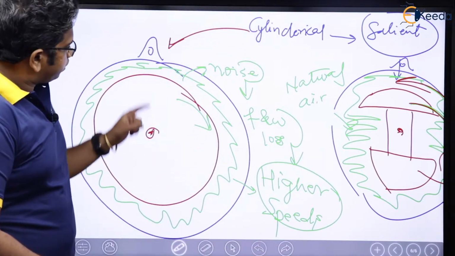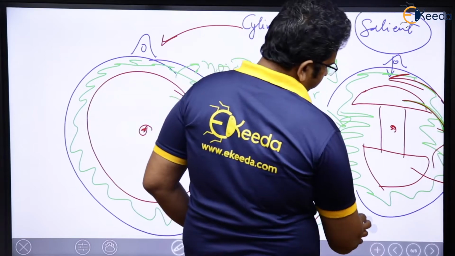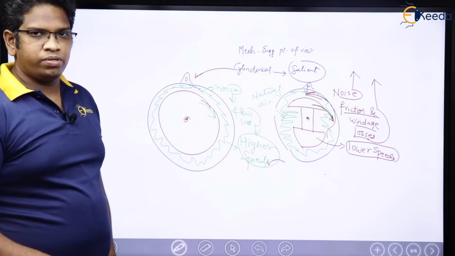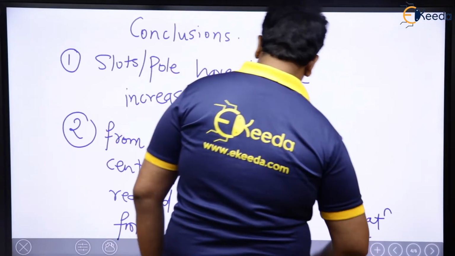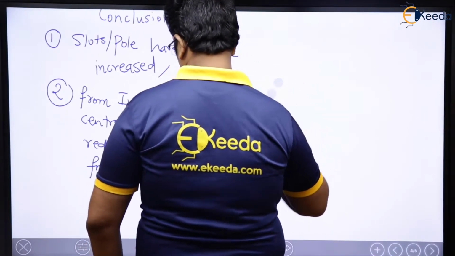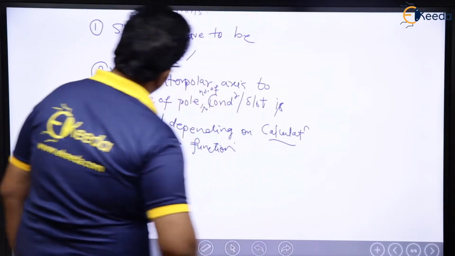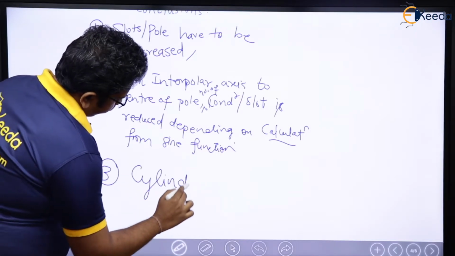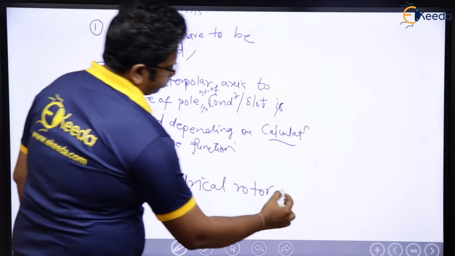So, see here, a cylindrical rotor can rotate at higher speeds, whereas the salient pole is going to rotate at lower speeds. This is the conclusion. Let me just add it in the conclusion section. Let me think of the third one.